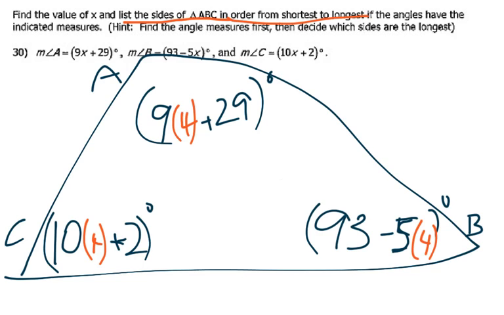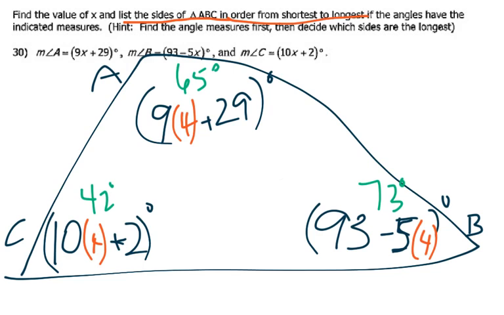So in my calculator, I'm going to take 9 times 4 plus 29. Well, I know 9 times 4 is 36. So 36 plus 29 is 65. So I'm just going to write 65 at the top here. So angle A is actually 65. Alright, 93 minus 20 is 73. So this one's 73 degrees. And then 40 plus 2 is 42. So that one wasn't bad. And I'm going to add up all three of those. So 65 plus 42 plus 73, it does equal 180. So I know I did get it right.